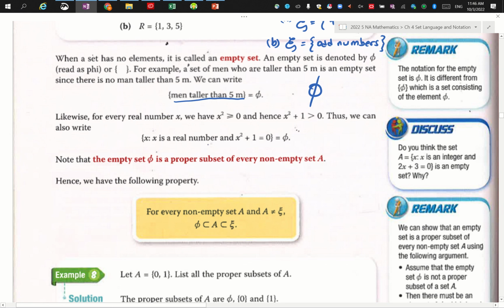Next, x is a real number, and then x squared plus 1 equals 0. Can this be true? Let me try and solve it. x squared equals negative 1. I want to square root both sides. x equals plus minus square root of negative 1. Can or not? Cannot square root negative, right? No solution. For this set, the set exists, but there is no element inside. This is an empty set. Get it?